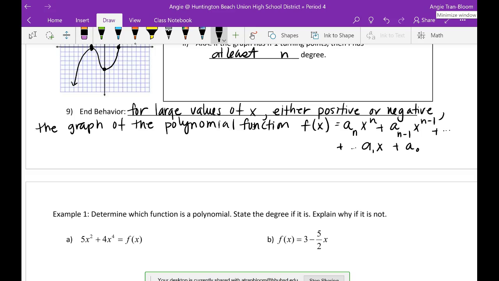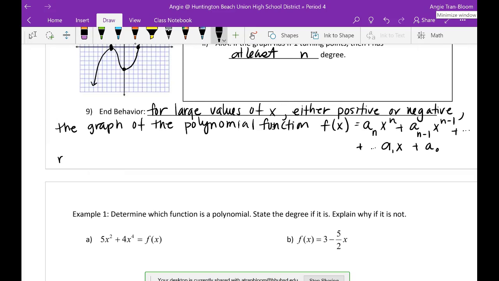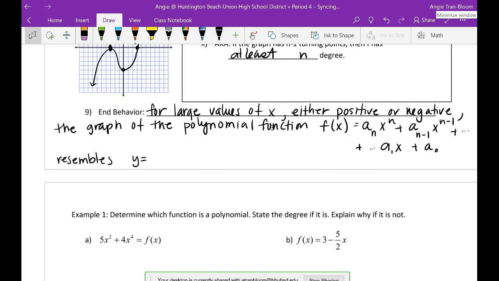Okay. So for large values of x, either positive x or negative x, whatever you choose, of this polynomial, the end behavior is what it looks like. So this polynomial function resembles. Give me another word that means the same as resembles. Yeah, looks like, behaves like. That's what it's called, end behavior. Resembles what? What does that whole ugly polynomial look like for large values of x?